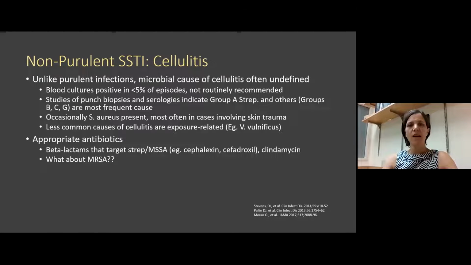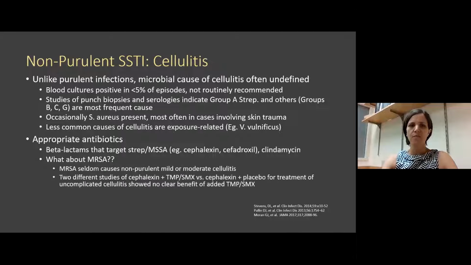So what about MRSA? Why haven't I told you we need to worry about MRSA? It turns out MRSA seldom causes non-purulent mild or moderate cellulitis. Two different pretty big studies have looked at cephalexin plus trimethoprim sulfa versus cephalexin plus placebo for the treatment of uncomplicated cellulitis, and both of them found no clear benefit of adding trimethoprim sulfa. The implication being that these cellulitis cases were not due to MRSA because they all got better with just plain old first-generation cephalosporins.